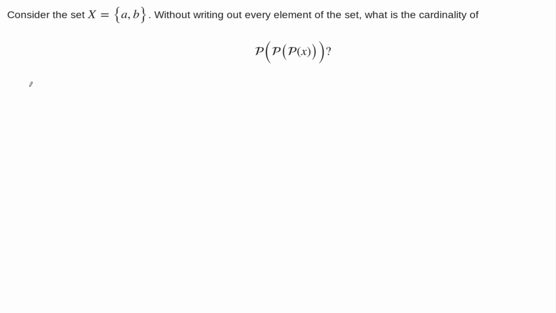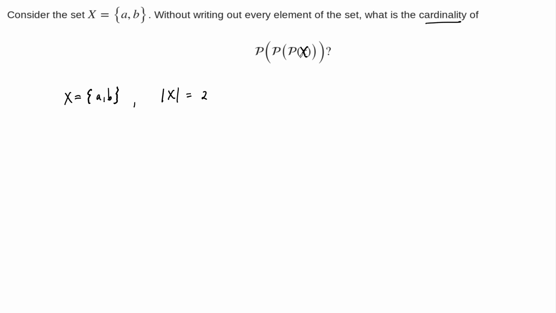In this example, we're asked to find the cardinality of the power set of the power set of the power set of the set X. And the set X is given to us in list notation by just the elements A and B. So that means the cardinality of X itself is just 2, right? Remember, the cardinality is the number of elements in the set. So the cardinality of X is 2.